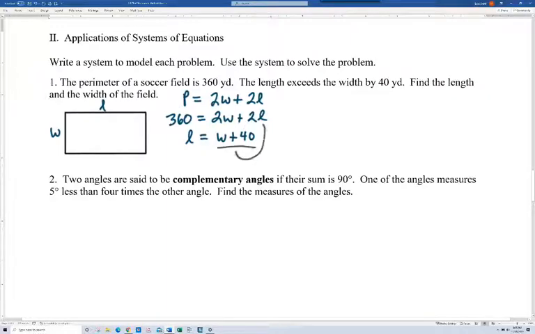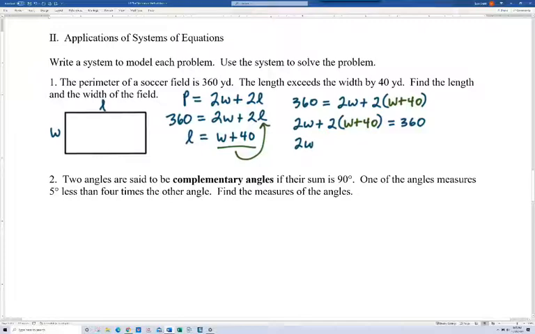Now I'm going to go ahead and rewrite this. Actually, let me go ahead and substitute first. I'm going to use the substitution method here since the second equation is solved for L. So let's do that first. And then I'm going to go ahead and switch sides, put my variables on the left. So let's go ahead and simplify the left side. We have 2W plus, and then we'll distribute 2 times the W plus 40. We get 2W plus 2W plus 80 is equal to 360.